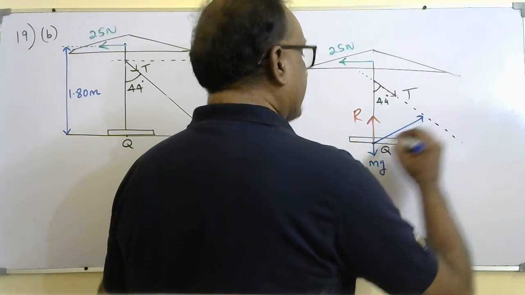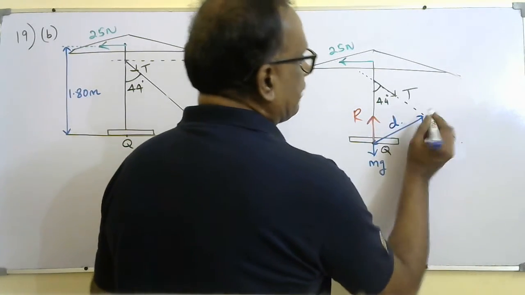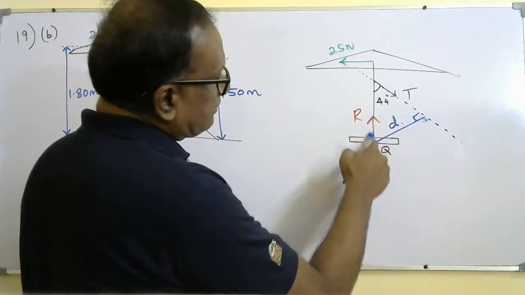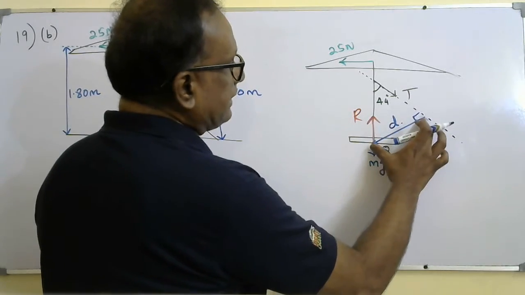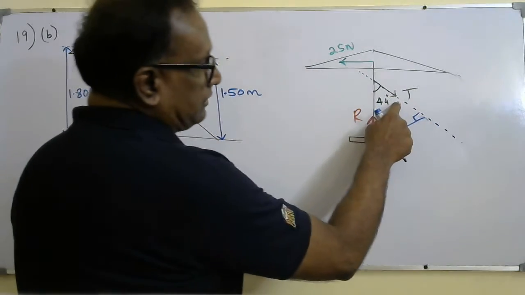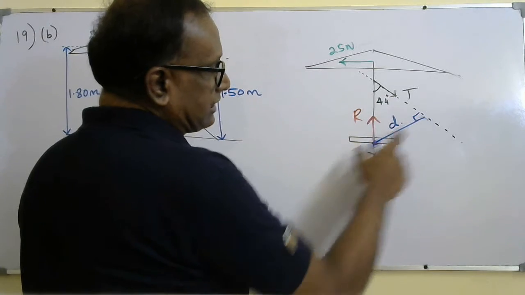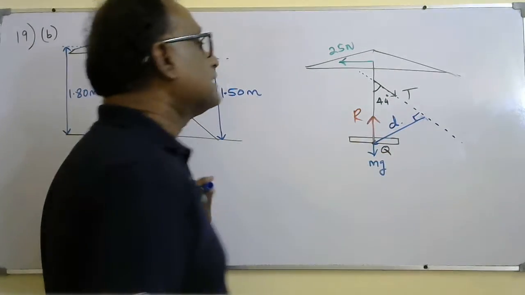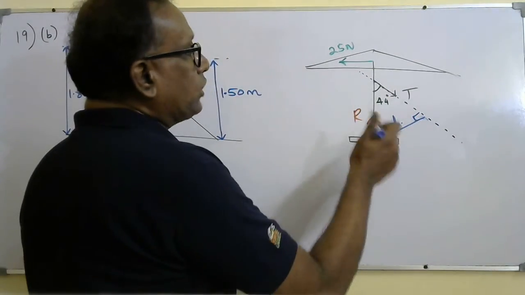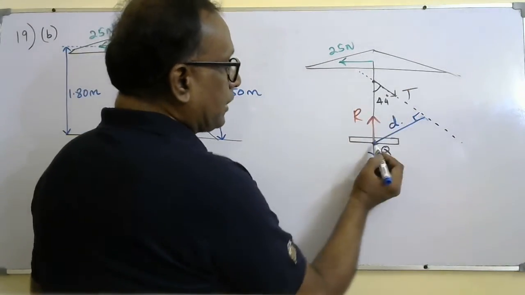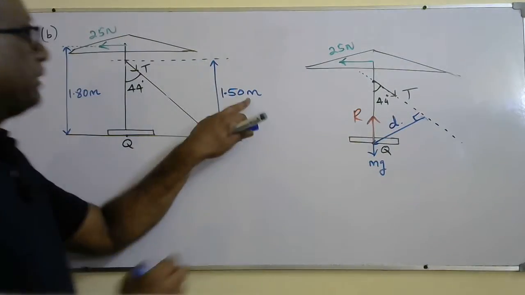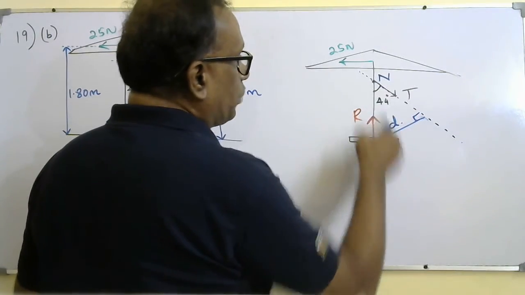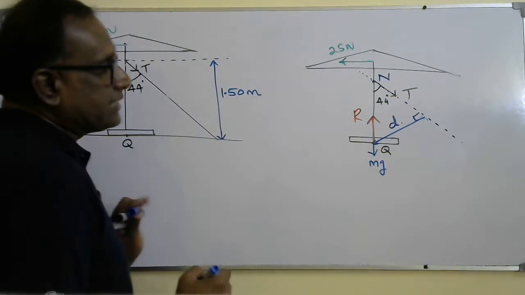This length I need to find, this distance D. So this line should end up here at 90 degree. In this right angle triangle, I need to find the distance D. T times the distance D, which is drawn from the pivot Q to the line of action of T, is the moment. So how can I find D? We know this distance from Q to this point is given as 1.5 meters. I can name that point as N, so QN is given as 1.50 meter.